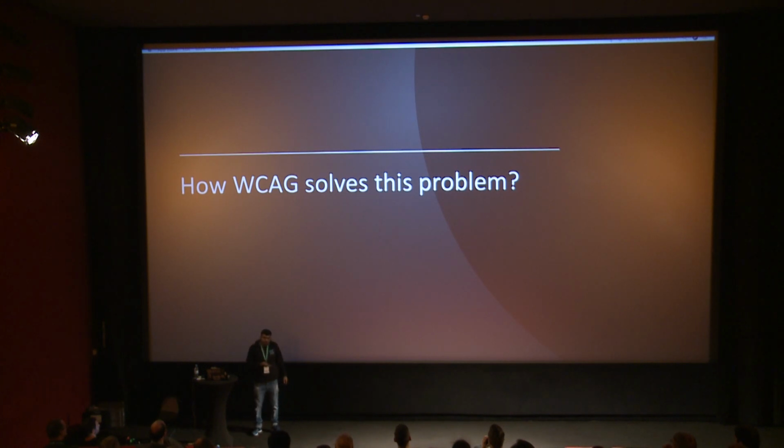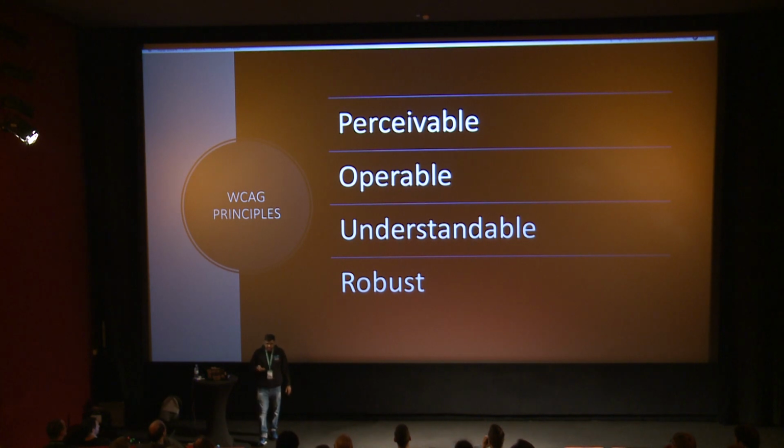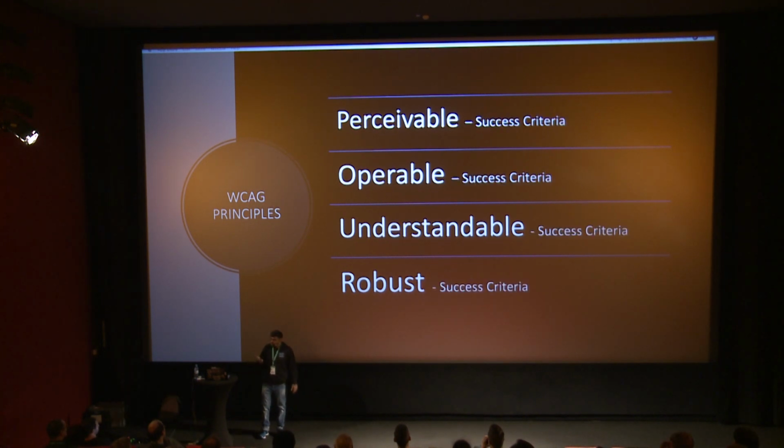So how does WCAG solve this problem? Well, WCAG gives us four principles which we need to understand: perceivable, operable, understandable, and robust. If you can meet all the success criteria written in these principles, your website becomes WCAG compliant. Every principle has its own success criteria, and we are going to look at those success criteria.